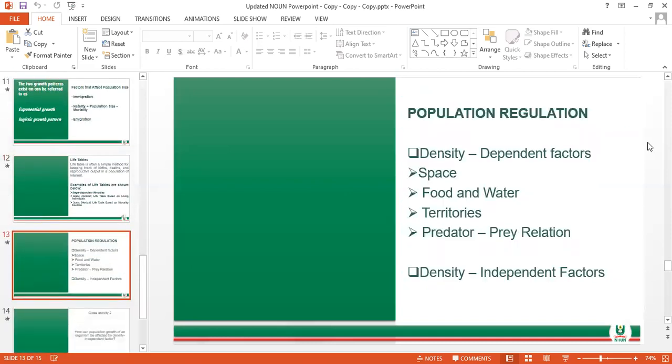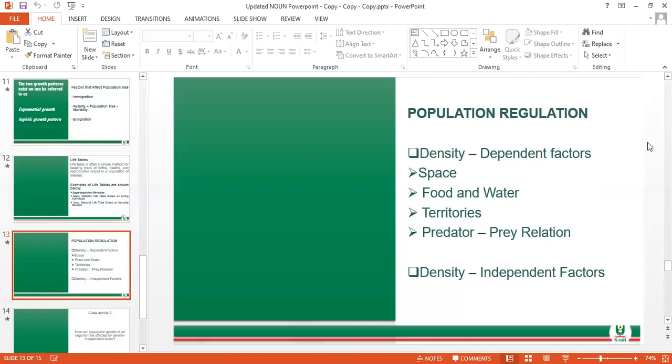And here we talk about population regulation. When a population grows, there are things that regulate this population, either density dependent or density independent factors. Density dependent factors, as we can see, are space, food, water, territory, and predator and prey relationships. These are factors that do affect population.